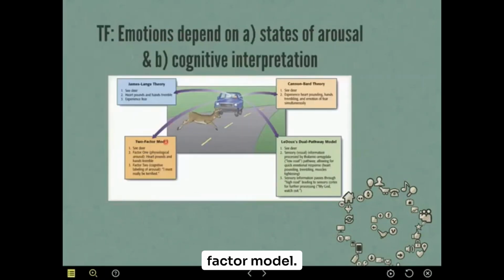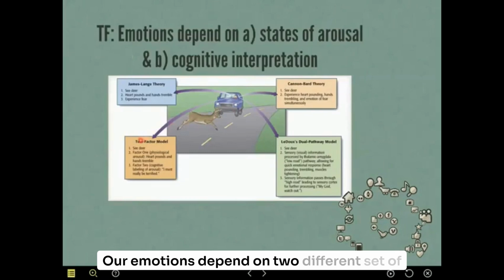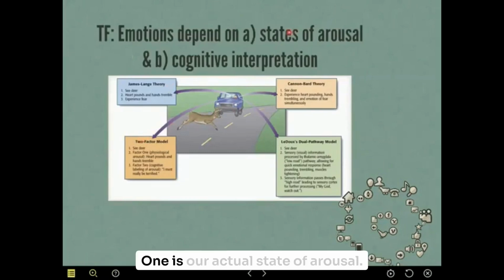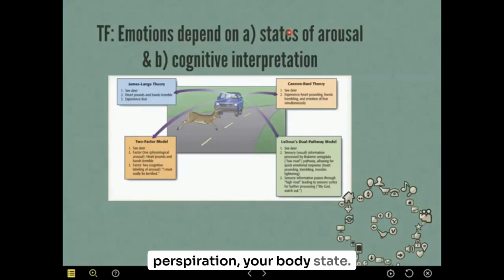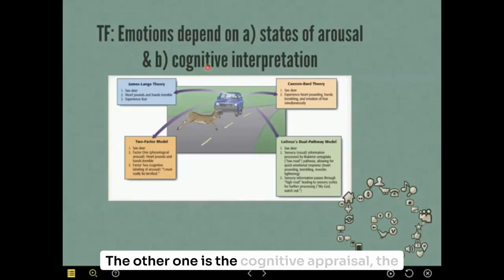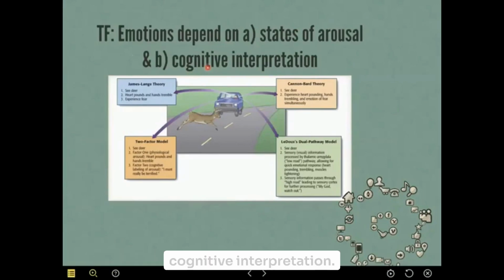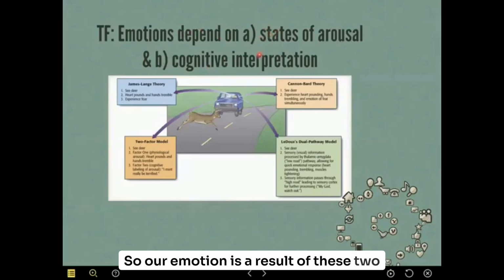Two-factor model. Our emotions depend on two different sets of factors. One is our actual state of arousal, in other words, our physiological changes: your heart rate, respiratory rate, your perspiration, your bodily state. The other one is the cognitive appraisal, the cognitive interpretation. So our emotion is a result of these two factors.